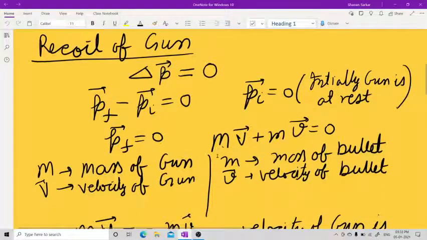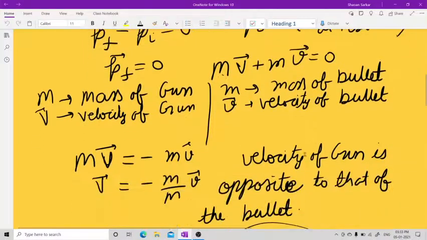P initial is 0, since initially the gun is at rest. Now, P final will give me MV plus mv equal to 0. So big M is the mass of the gun, big V is the velocity of the gun, small m is the mass of the bullet and small v is the velocity of the bullet. Now, taking this expression on the other side, it becomes minus mv vector. So capital V is minus m by capital M times v.